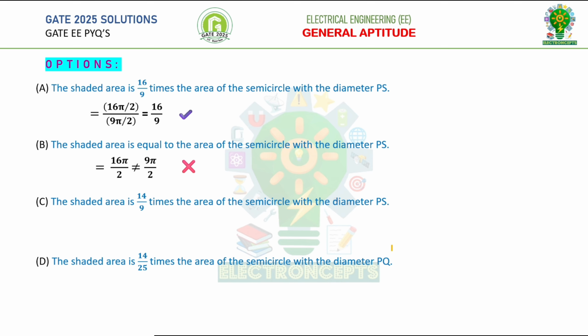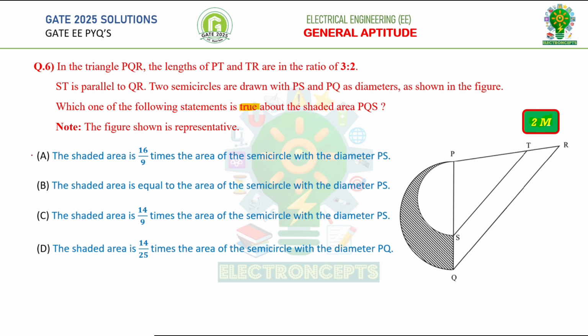Option C, shaded area is 14 by 9 times the area of semicircle with the diameter PS. Now let's calculate the ratio of shaded area to the area of semicircle with the diameter PS, which is equal to 16 by 9. Therefore option C is also wrong. Option D, shaded area is 14 by 25 times the area of semicircle with the diameter PQ. Now let's calculate the ratio of shaded area to the area of semicircle with the diameter PQ, which is equal to 16 by 25. Therefore option D is also wrong.